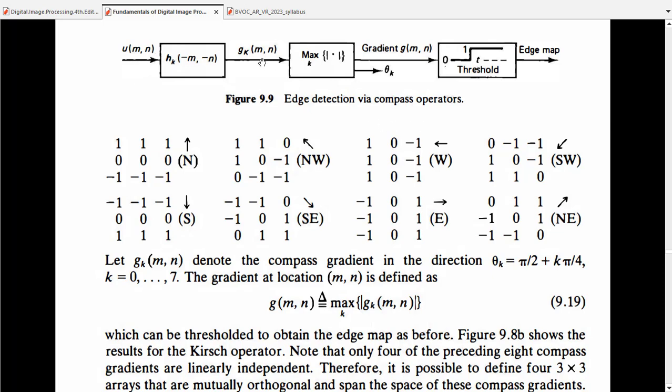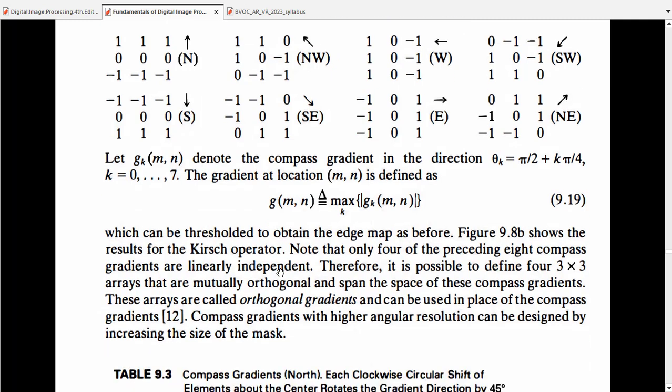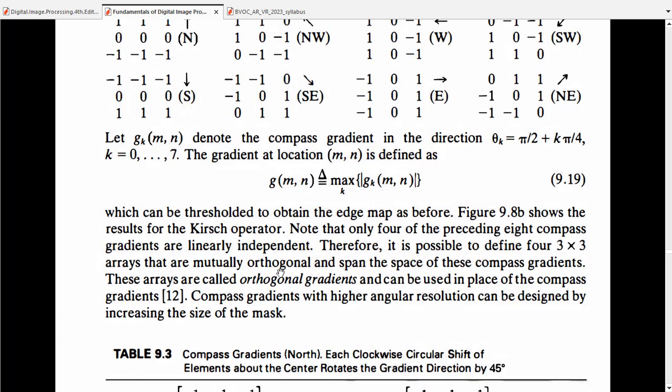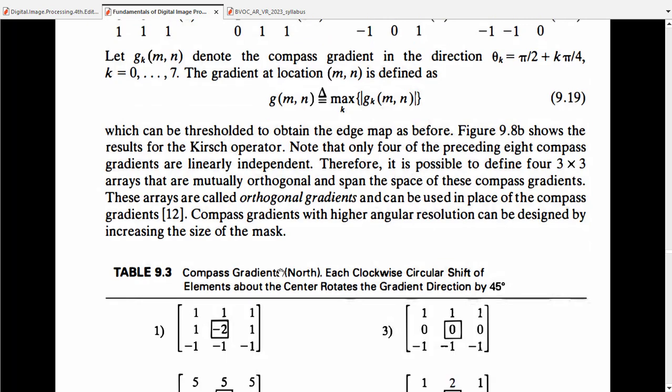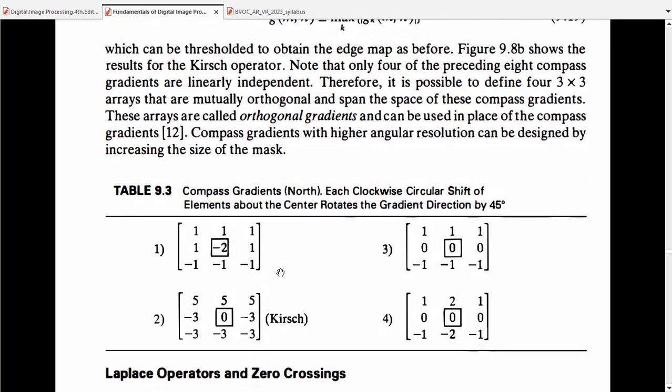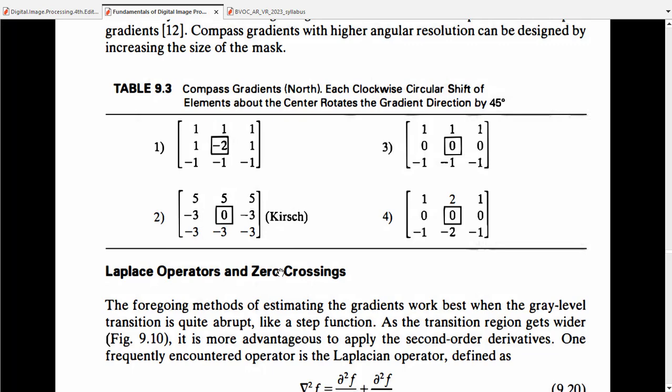U of m comma n and then g k of m comma n, the gradient of g of m comma n, and finally the edge map depends upon the threshold value. In this, the gradient operator depends upon the directions and the location. In this example we will explain these figures. The Kirsch operator: what is the main role of the gradient of the compass operator? In this example, the compass gradient is to the north. Each clockwise circular shift of the elements about the center rotates the gradient direction by 45 degrees.